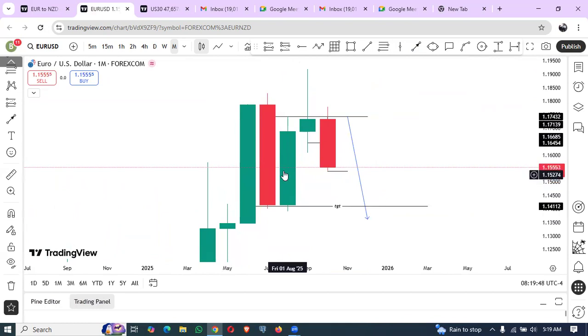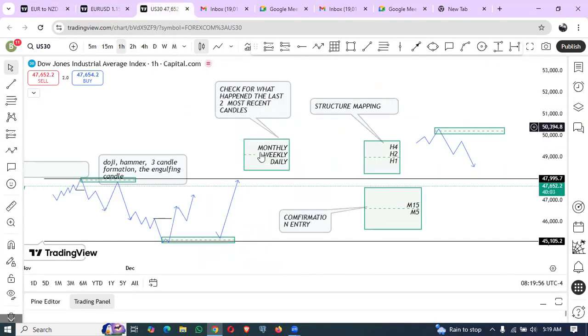So I need the data of this month and this month to know how best to engage this month. That's what I do on these three time frames: the monthly, the weekly, and the daily.